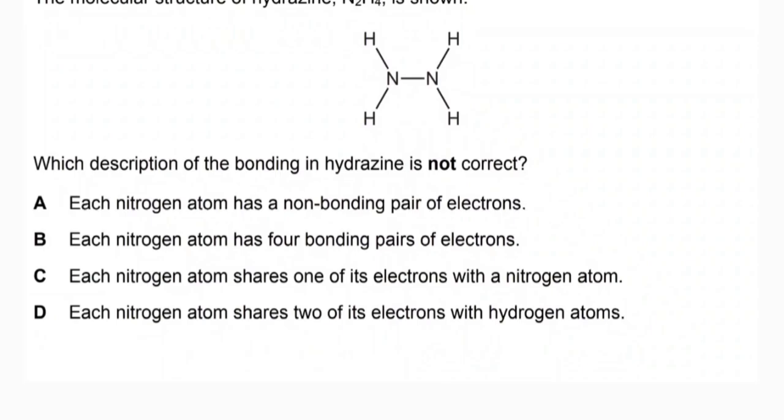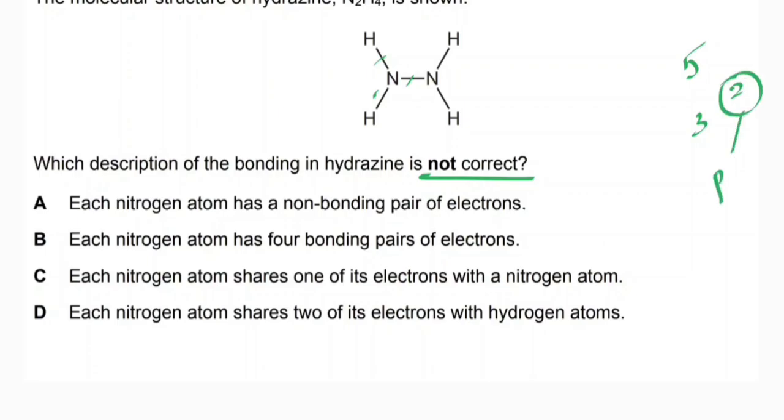The molecular structure of hydrazine is shown. Which description of the bonding in hydrazine is not correct? Again, not correct: each nitrogen atom has a non-bonding pair of electrons. How do we know that? How do we know that each nitrogen has a non-bonding pair of electrons? Look at the valency of nitrogen, which is 5, and look at how many bonds nitrogen has made. 1, 2, 3, right? So 3 electrons are shared, so 2 electrons are left unbonded, right?